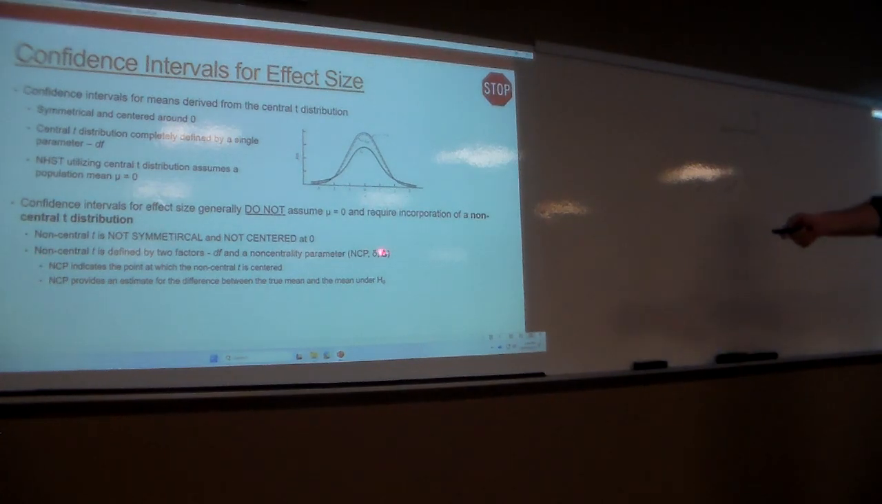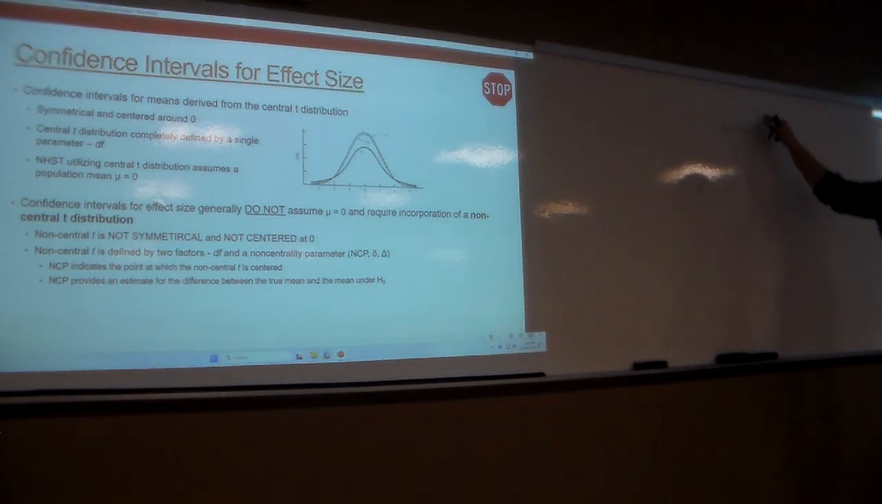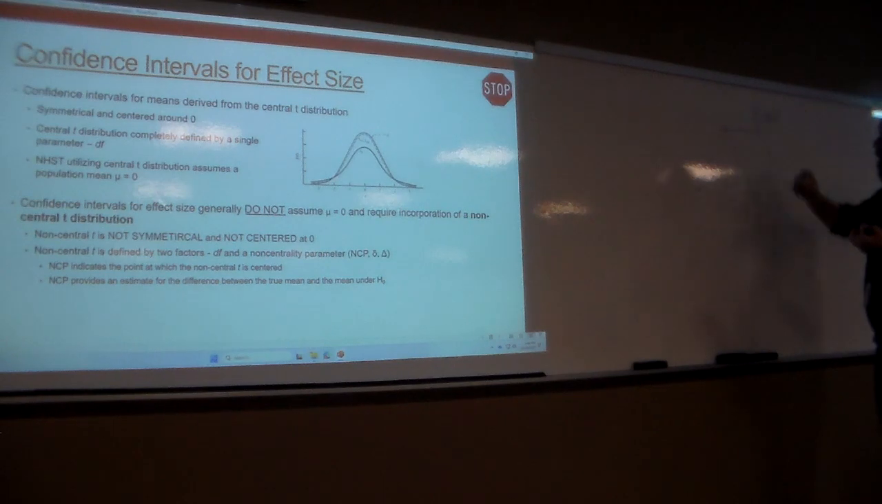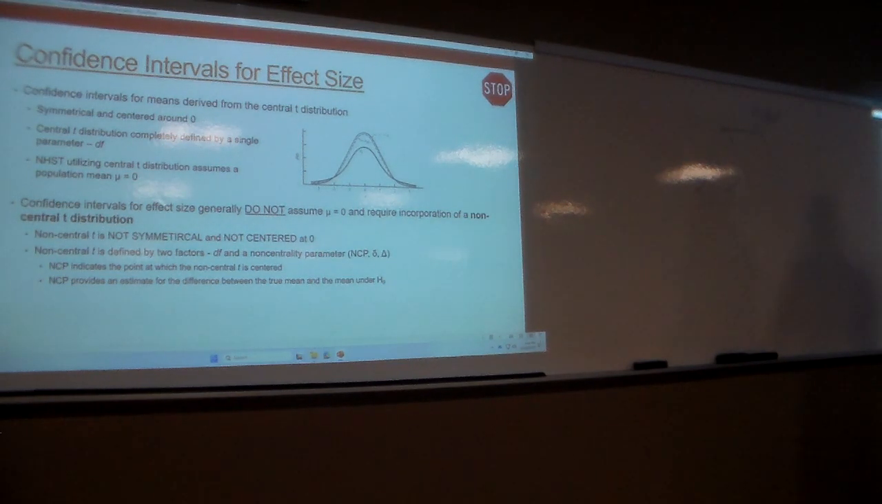My non-centrality parameter, or sigma, is the point at which this non-central t is centered, and it provides a difference between the true mean and the population mean under the null. So your non-centrality parameter, sigma or NCP, is just a metric of effect size. As your non-centrality parameter gets bigger, it implies a bigger effect size. If it gets smaller, it's a smaller effect size.